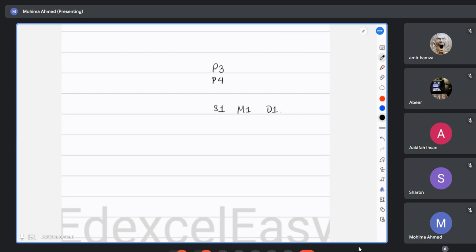For example, in M1, the questions from chapters 4, 5, 7, and 3. 4, 5, 7 is basically considered as connected particles, and 3 is vectors. For M1, I'm talking about. For those cases, we have to provide you extra worksheets because those are tricky concepts to understand. I consider 4, 5, 7 as one chapter of connected particles. So for this chapter and 3 vectors, we are going to provide you worksheets.